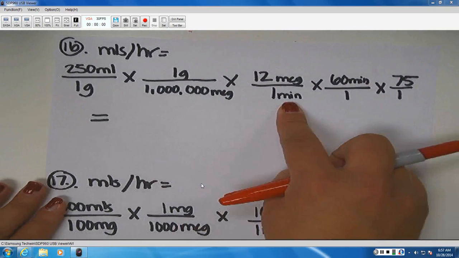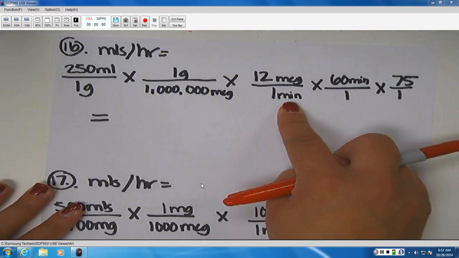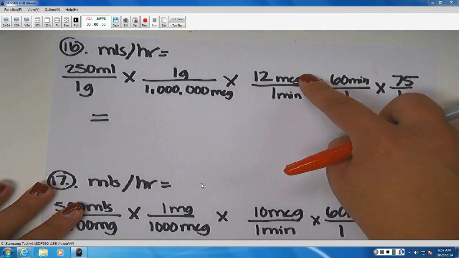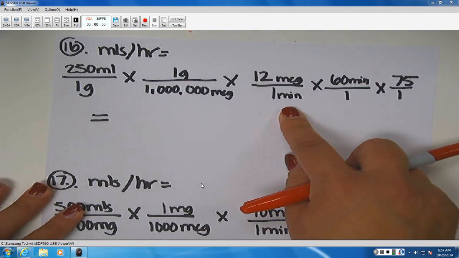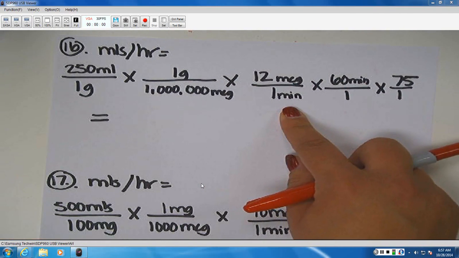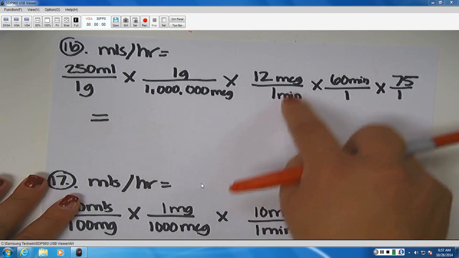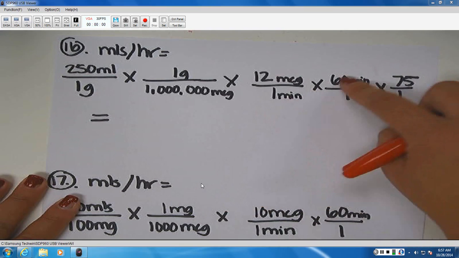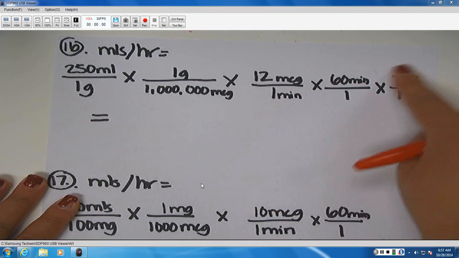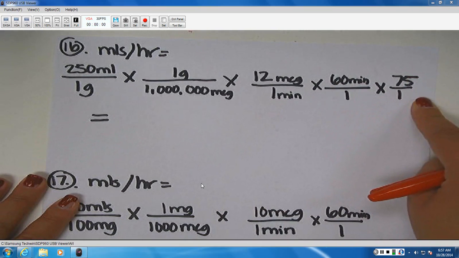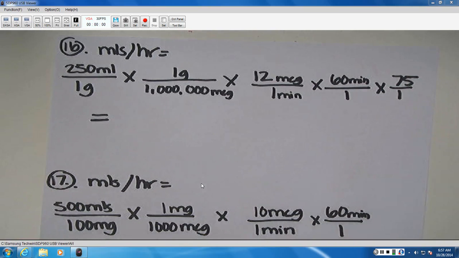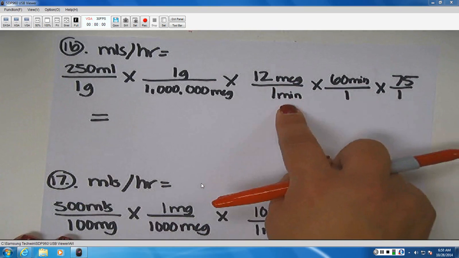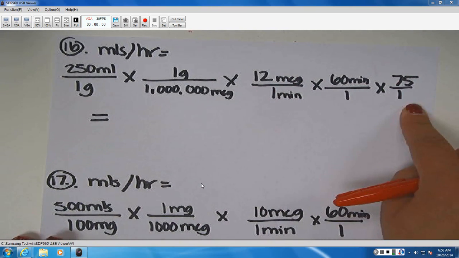Then the next one is the dose that's been ordered, and the doctor wants us to give 12 micrograms per minute. However, we are solving for hour. We want to know what to set our pump at, and we want to know how many mLs per hour we want to set our pump at. So we're going to take that 12 mics per minute and multiply it by 60, or convert it to 60. And then the last one is your patient's weight. This patient weighs 75 kilograms, and we are to give 12 micrograms per minute per kilogram. So we got our 75 over there for our kilograms.